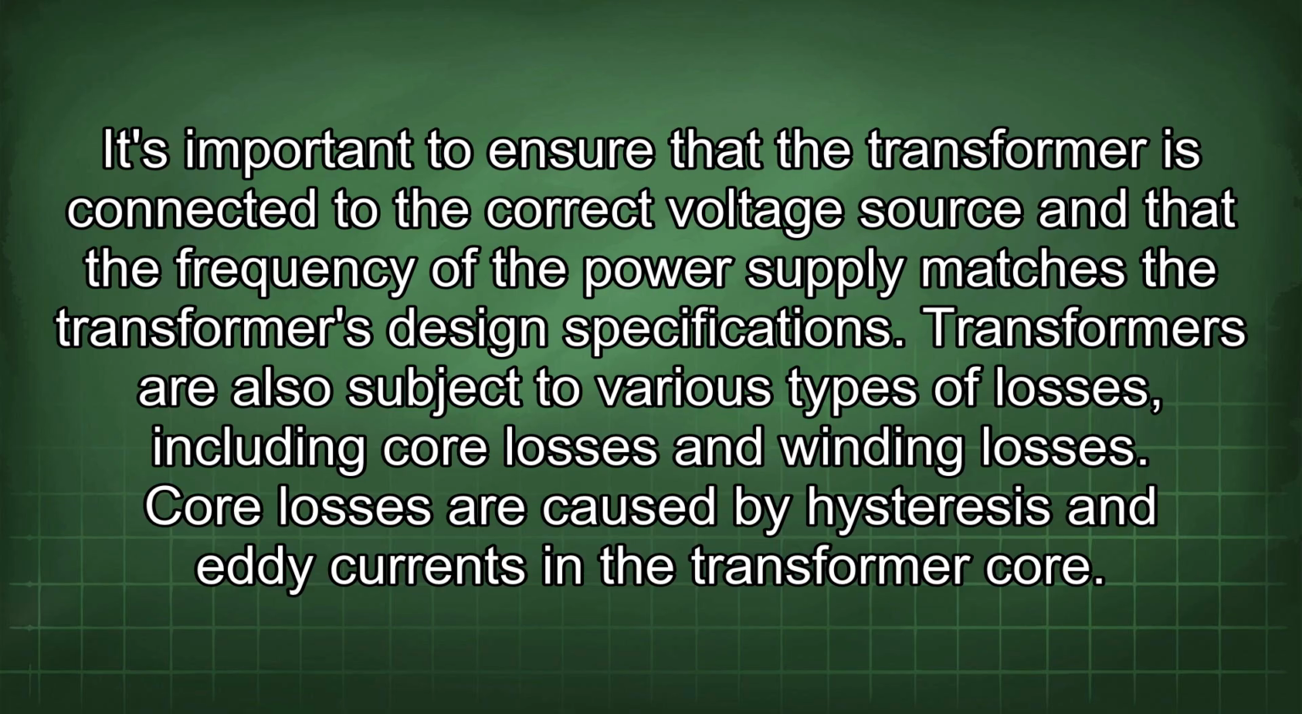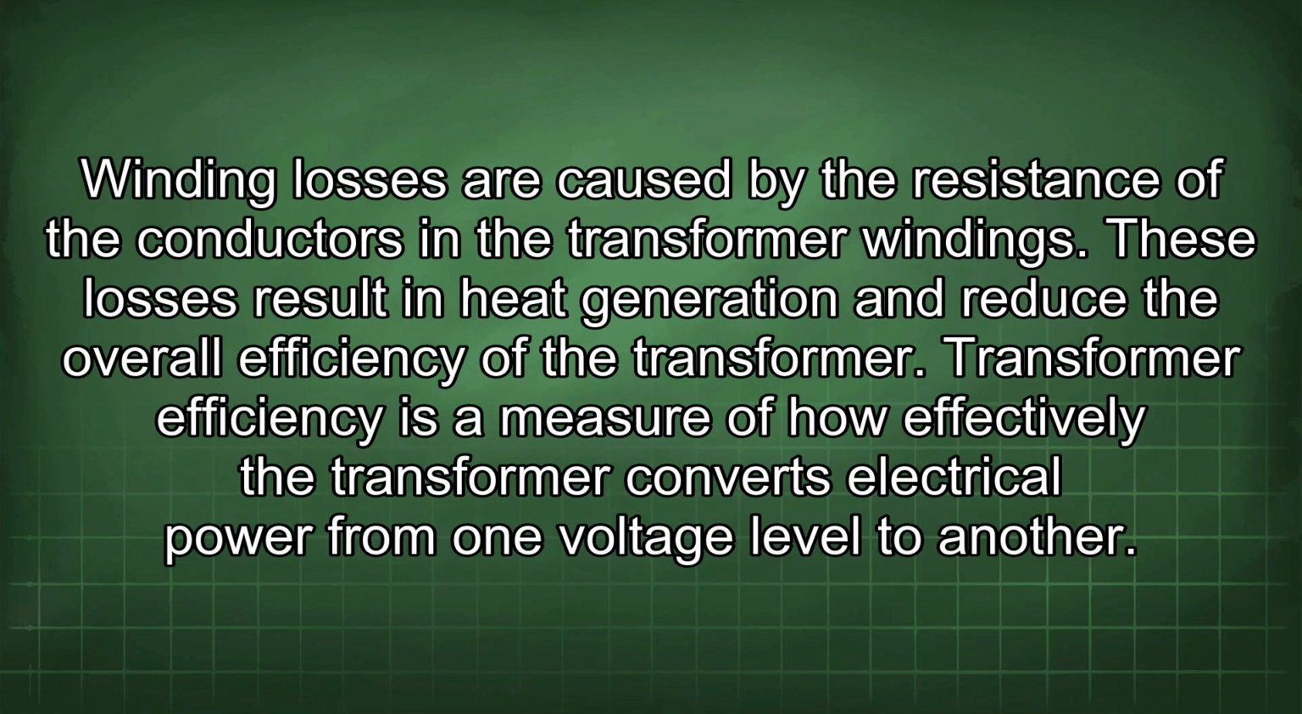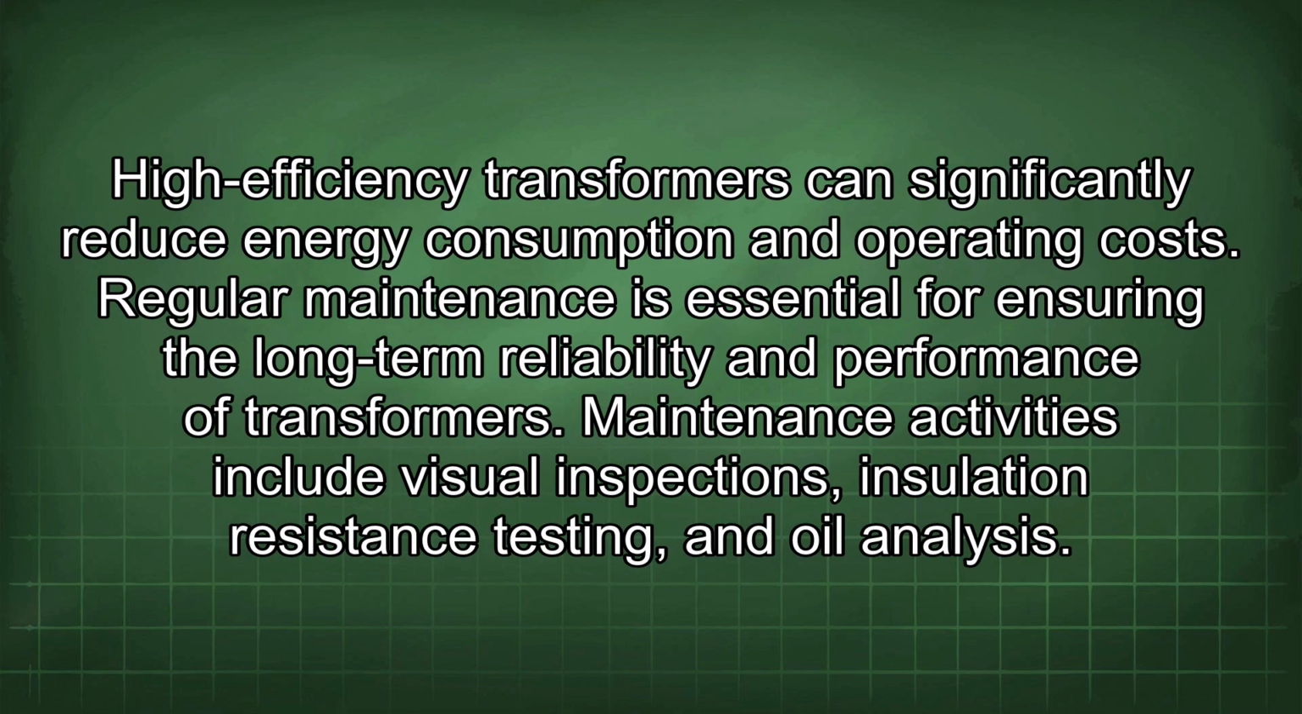Transformers are also subject to various types of losses, including core losses and winding losses. Core losses are caused by hysteresis and eddy currents in the transformer core. Winding losses are caused by the resistance of the conductors in the transformer windings. These losses result in heat generation and reduce the overall efficiency of the transformer. Transformer efficiency is a measure of how effectively the transformer converts electrical power from one voltage level to another. High-efficiency transformers can significantly reduce energy consumption and operating costs.